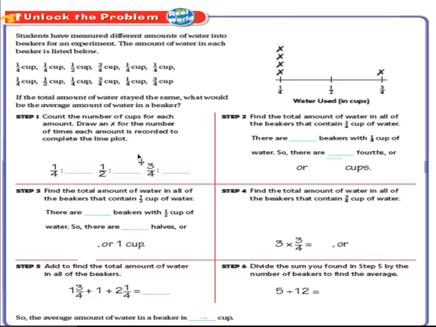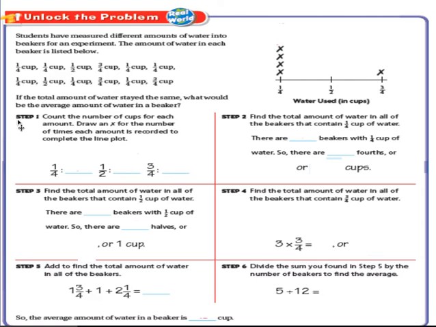Okay, we are doing line plots today. So let's unlock the problem. We're going to see how a line plot helps us organize our data. So we have some data here. Students have measured different amounts of water into the beaker for an experiment. The amount of water in each beaker is listed below.